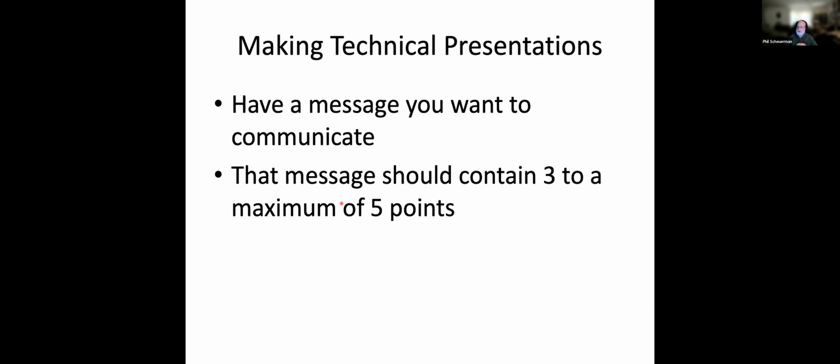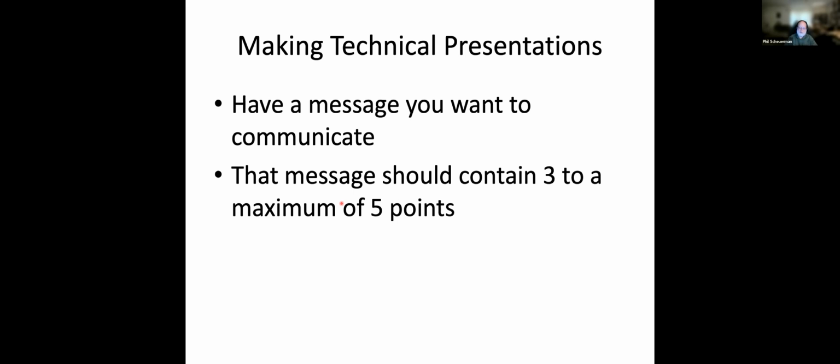The other important thing is you need a message. You want to communicate something, and in almost any presentation, you want to keep the main message or the key points that you want your audience to take away to ideally about three, but certainly no more than five main points. If you start getting more than five points, people aren't going to grasp everything, and they're not going to get your whole message. Generally, you can find three of the most important points and focus on those.